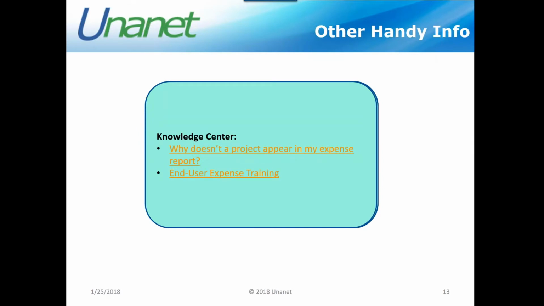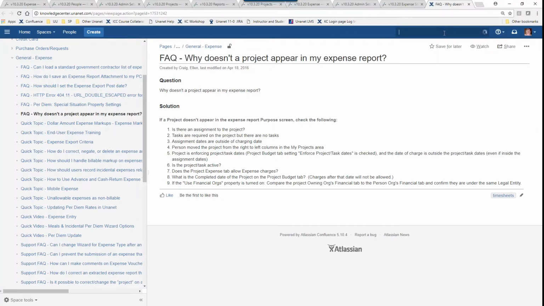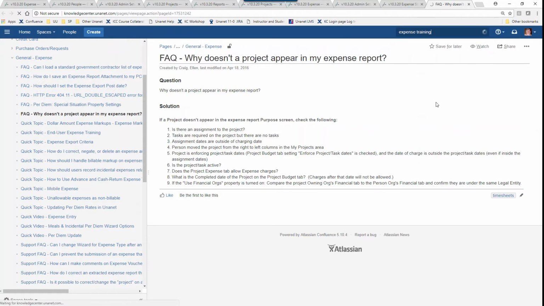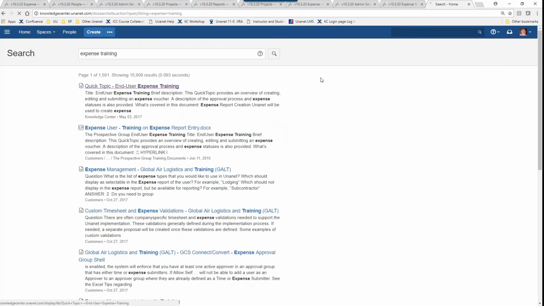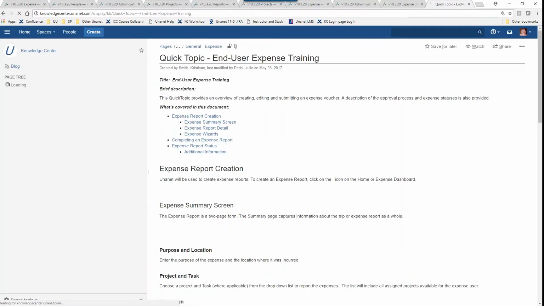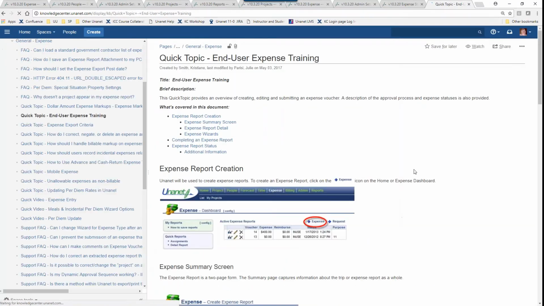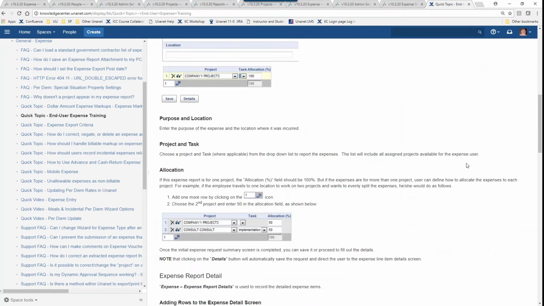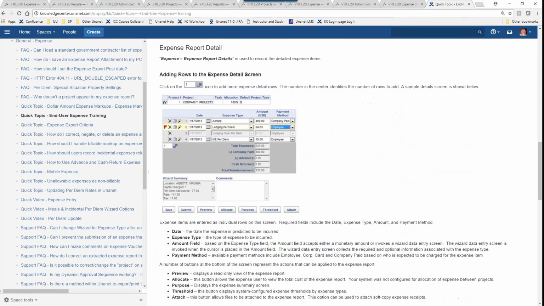Maybe you're like, well, I don't really feel like my users are well trained. Well, there's a Knowledge Center entry that is going to take you to your end user expense training. If I just came back over here and went to it this way, it might be a little bit easier to find. And so here's my end user expense training. Maybe I just want to direct some people to come here and read this Knowledge Center entry so they know how to move forward and create an expense report in the correct way.